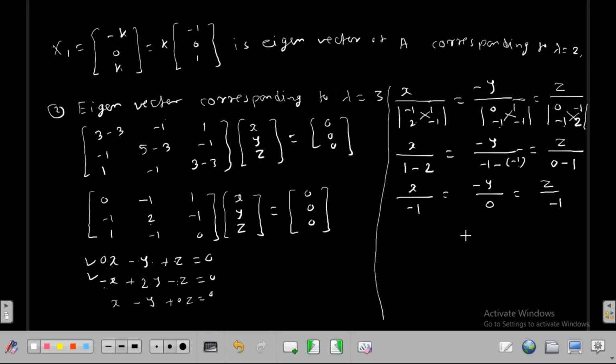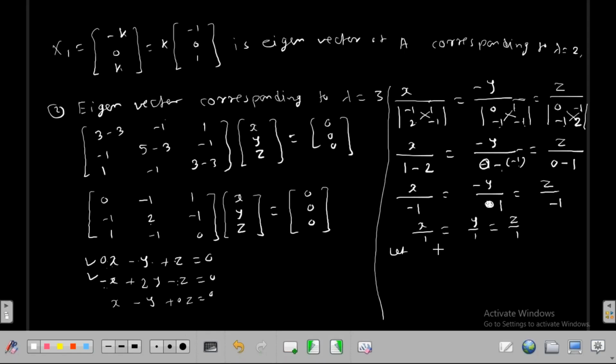Sorry, there were mistakes here. So 0 into minus 1 is 0, and minus 1 plus 1, minus minus is plus, so we get plus 1. Now multiply by negative, and we get x by plus 1, y by 1, and z by 1.